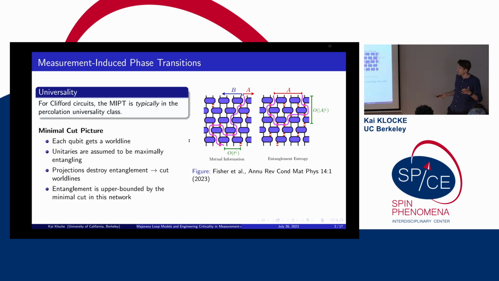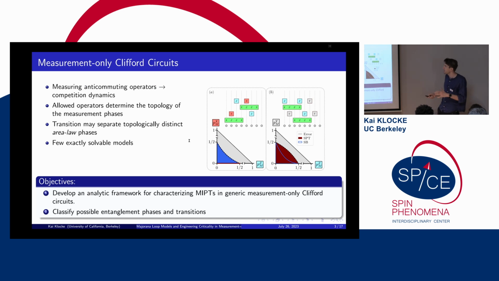Now, as the title suggested, this is not quite the scenario that I'm interested in. What I care about is actually measurement-only Clifford circuits. And this is maybe a more unconventional setup, because typically we think about phases and phase transitions as having to do with some unitary dynamics and competition therein. But here, I really want the entanglement dynamics to be generated exclusively by competition between measuring different flavors of Pauli operators that are sort of incommensurate with one another.